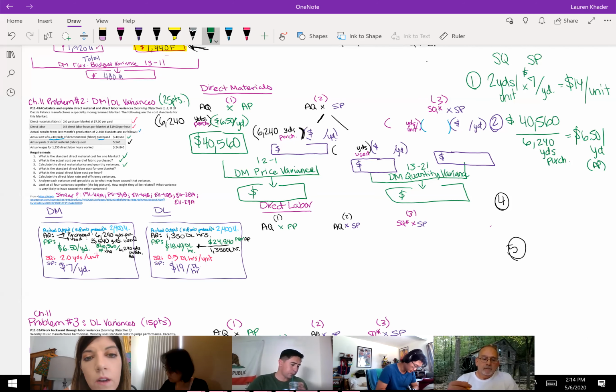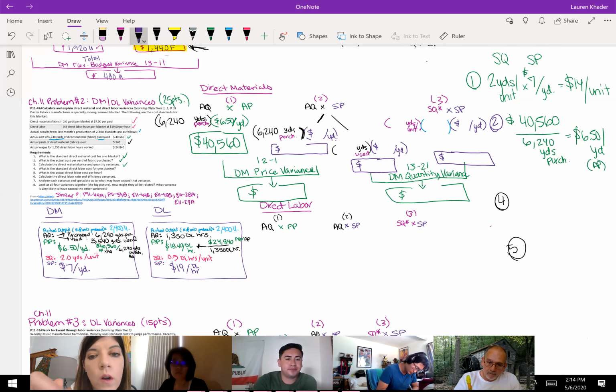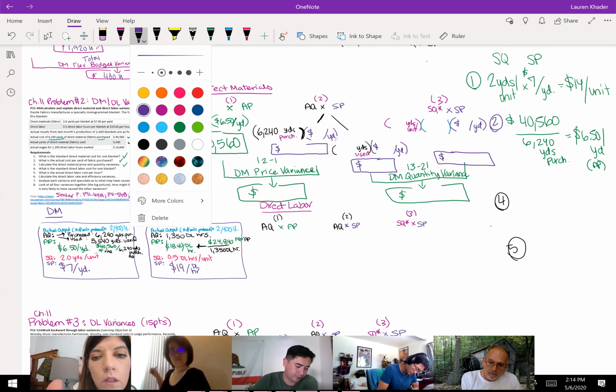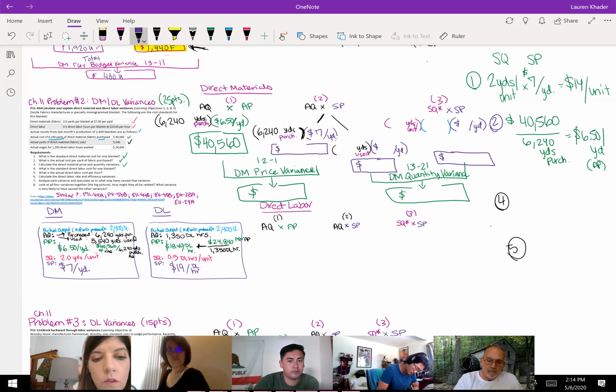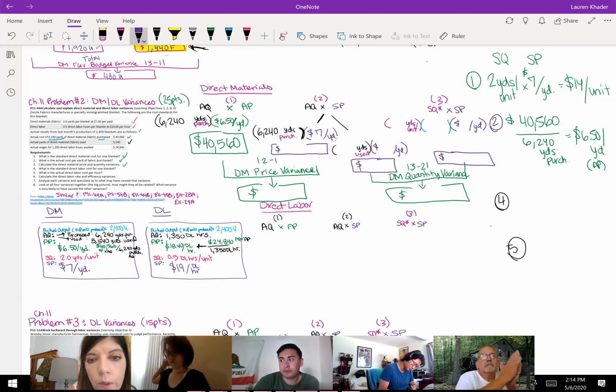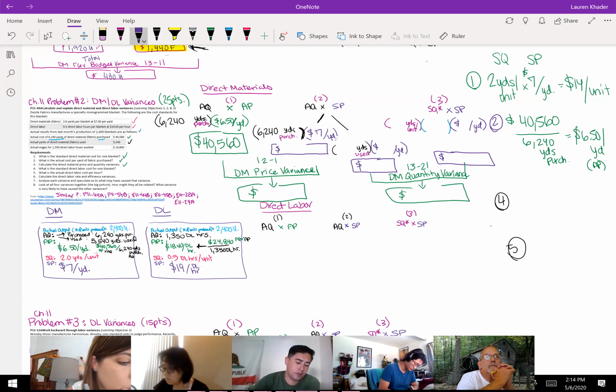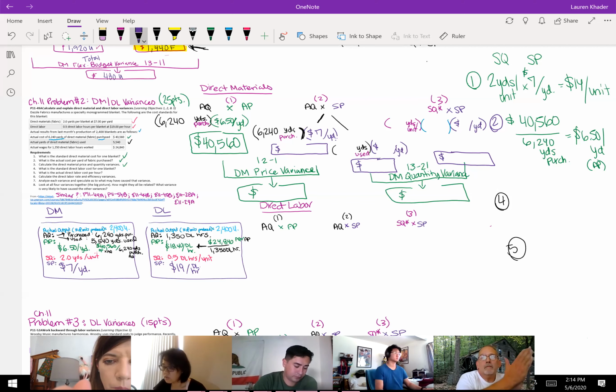For column number 2, it's the actual yards purchased at the standard price. So how much you should have paid per yard for those actual yards that you purchased. So $7 per yard is what you should have paid, times 6,240 yards purchased, and you calculate for the first number under number 2, how much? 43,680.